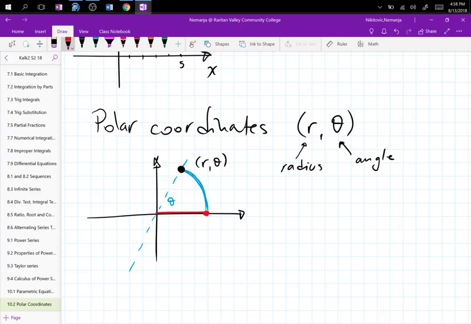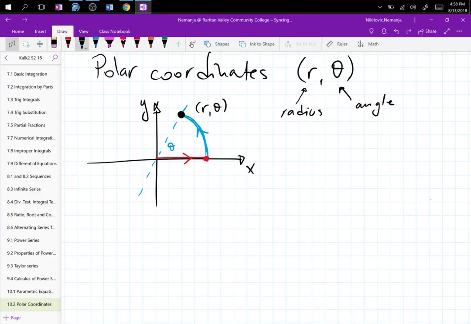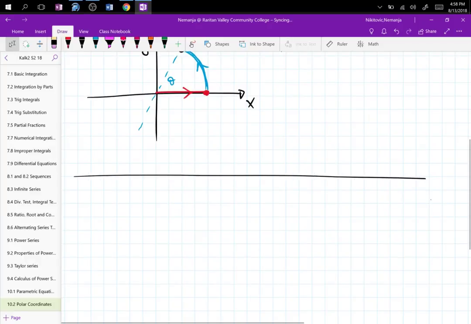So the first order of business is for us to draw the radius. The second order of business is to swing out the angle, and then we have reached the location which is given in polar coordinates as (r, theta). So it's a very simple concept. Draw the radius, swing the radius at the theta angle. So let's do a few examples.